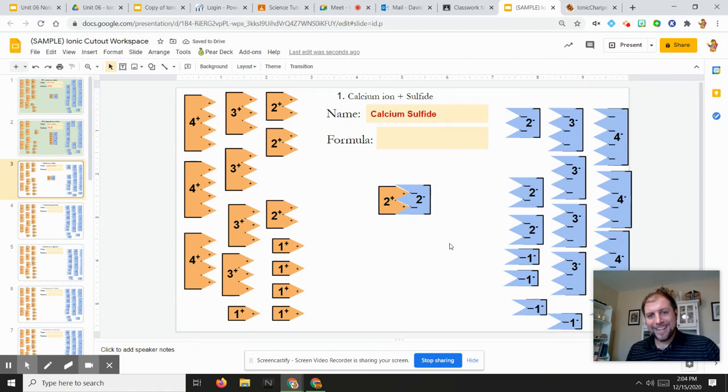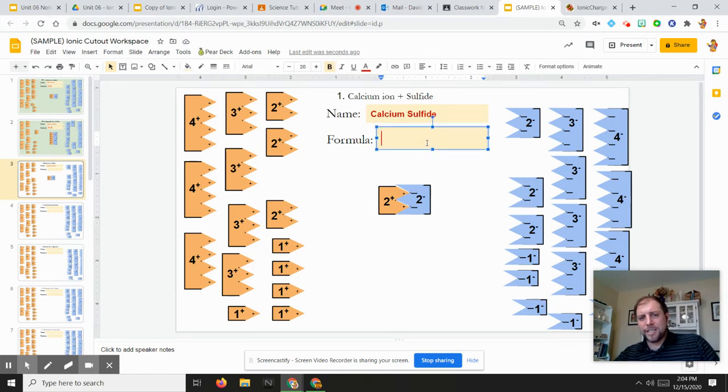The charges cancel. All right. The calcium needed to give up 2 electrons. The sulfur needed to steal 2. It's a match made in heaven. So the formula is just CaS. All right, 1 calcium, 1 sulfur. That is calcium sulfide. Let's try another one.